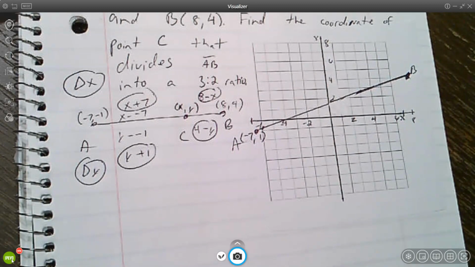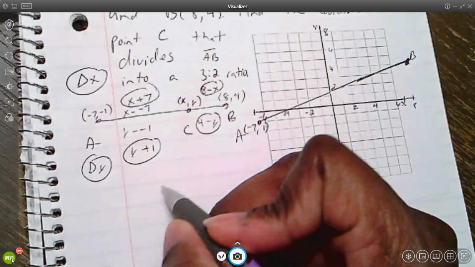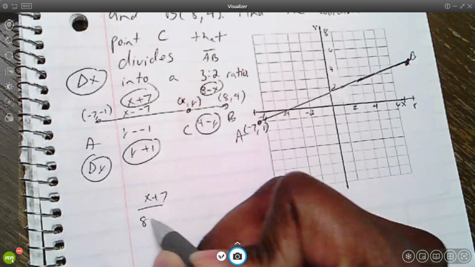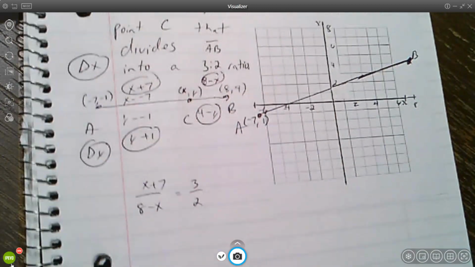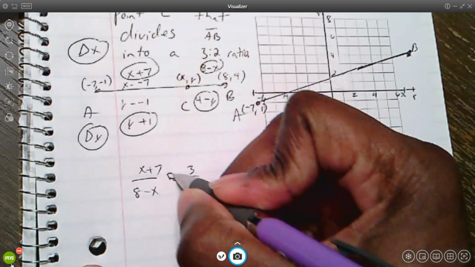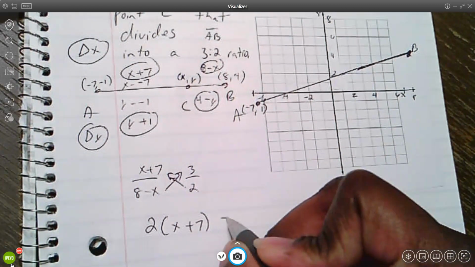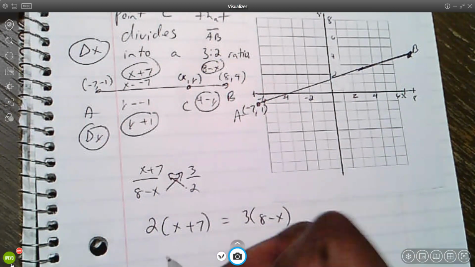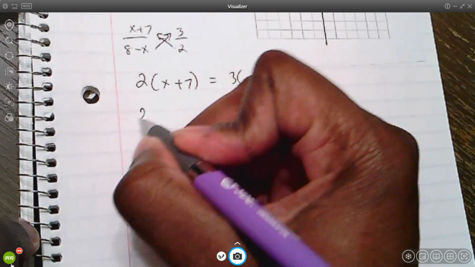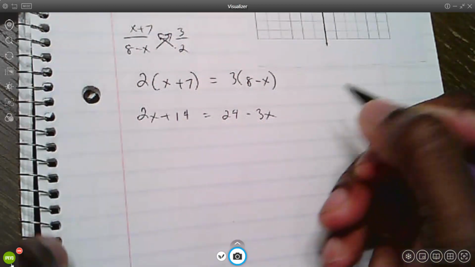Hopefully this makes better sense as we go. Basically, I want to know the ratio of this part to the other. It needs to be 3 to 2. So x plus 7 over 8 take away x needs to be 3 over 2. I'm going to take that ratio and solve it for x. Of course, you cross multiply. So it's 2 times (x plus 7) equals 3 times (8 take away x). Then you distribute into the parentheses, making that 2x plus 14 equal to 24 take away 3x.